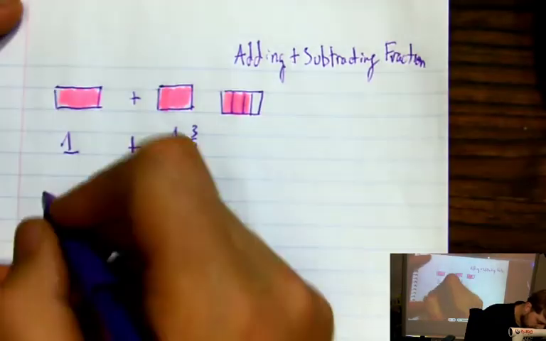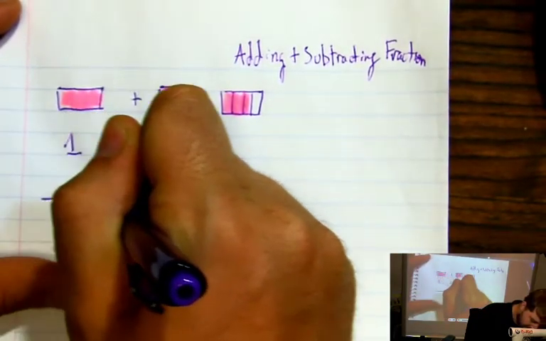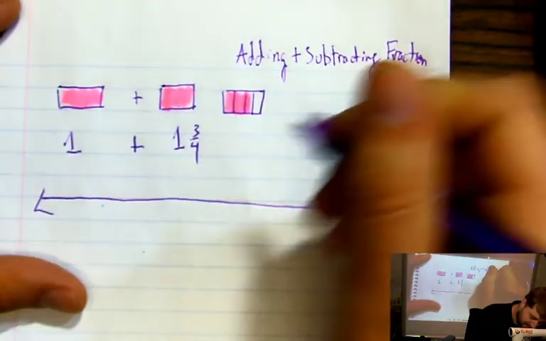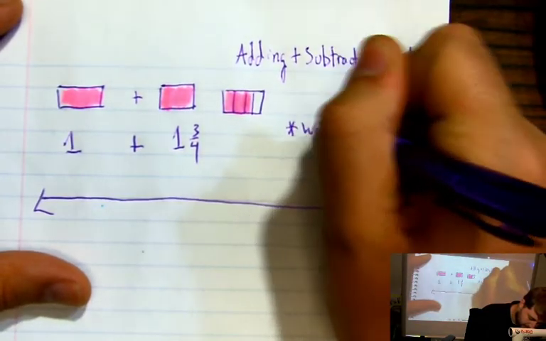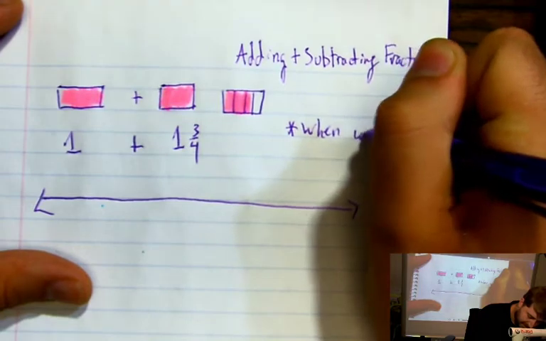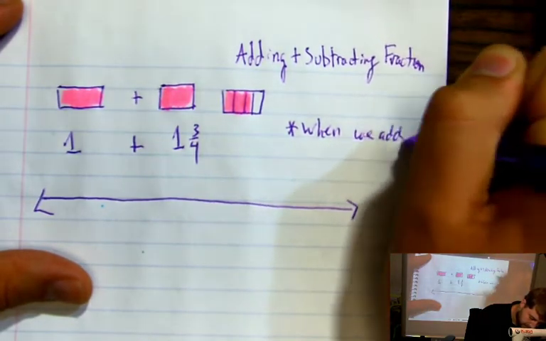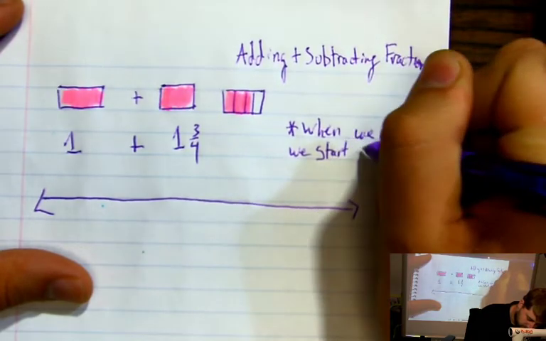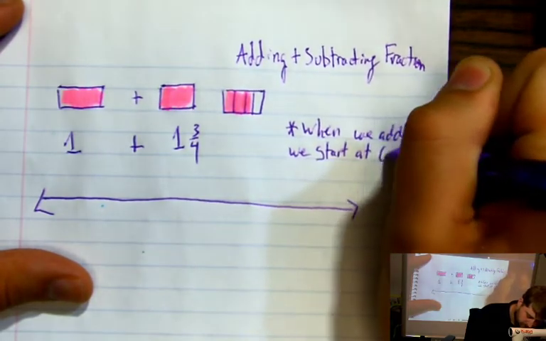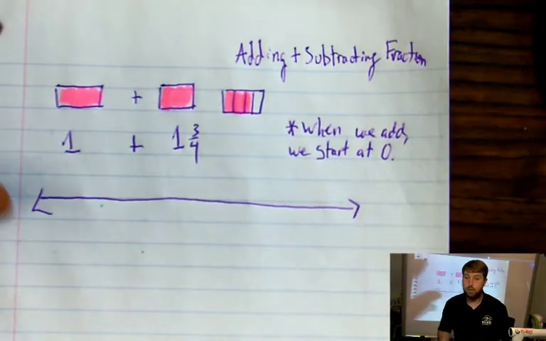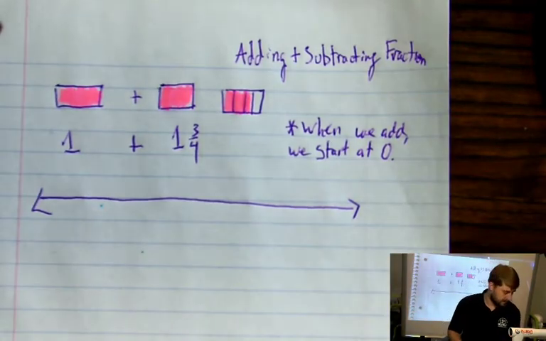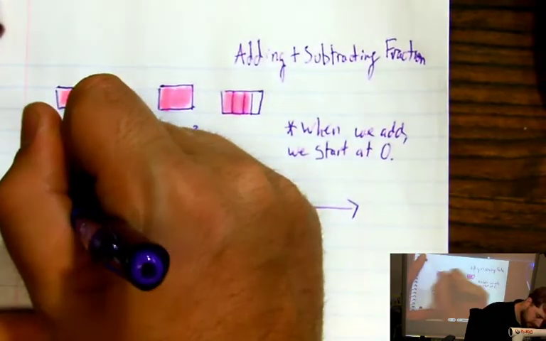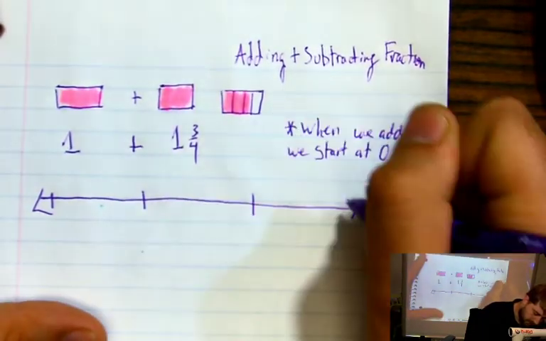So here we go. Let's start with our number line here. Anytime we are adding together, and I'm going to write that off to the side, when we add, we start at 0. So when we're adding together, we're going to start at 0. And our number line here is going to go from 0 to 3. So 0, 1, 2, 3.